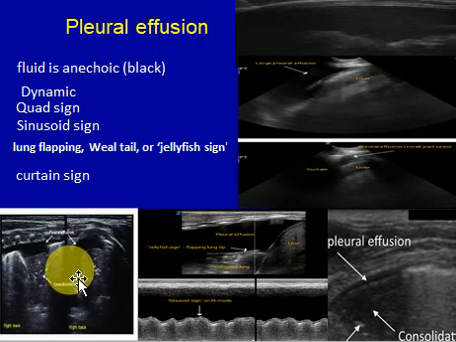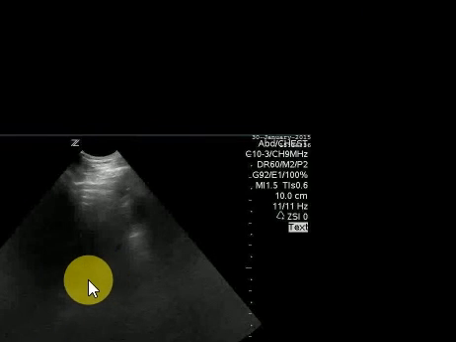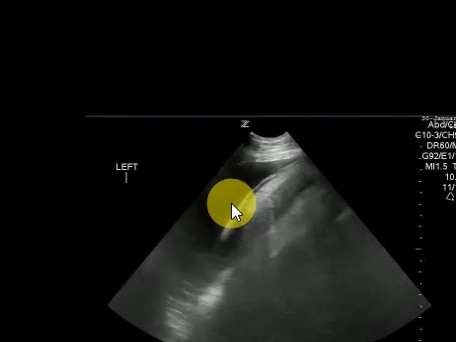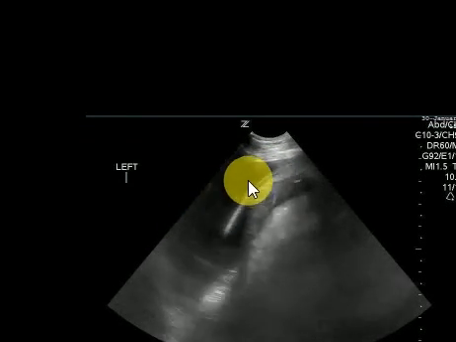There is also a sinusoidal sign, when the lung moves toward the pleural surface during respiration. In M mode it makes the sinusoidal sign. There are also the jellyfish sign, the Wilton sign or lung flapping, or curtain sign. Here is the curtain sign. See, this is fluid. During respiration, the lung becomes curtain-like.